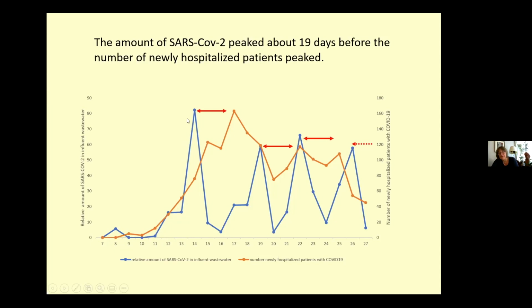And you can see in week 14, we had a peak. In week 19, we had a peak, and 22, and in 26. And we compared these peaks with the newly hospitalized patients with COVID. We could see that they were about 19 days from the peak in the wastewater until there was a peak in newly hospitalized patients. See, for 19, you have it here, you have it here.